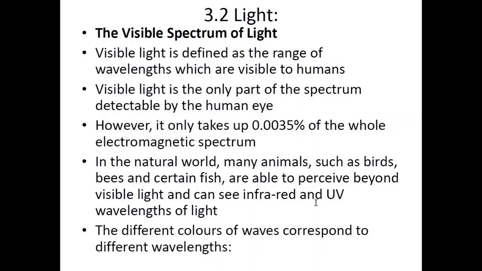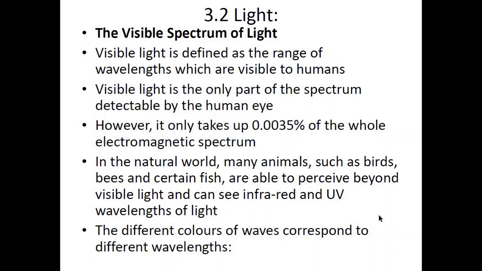Visible light is defined as the range of wavelengths which are visible to humans. Visible light is only the part of the electromagnetic spectrum that is detectable by human eyes. It only makes up 0.0035% of the whole spectrum. In the natural world, many animals are able to perceive beyond visible light and can see infrared or ultraviolet rays.